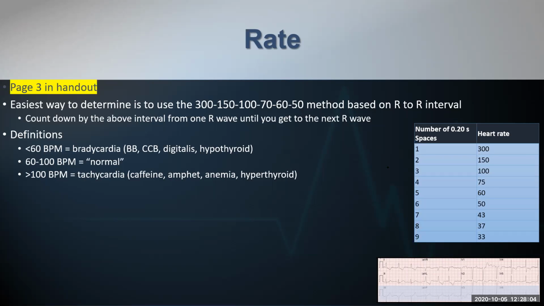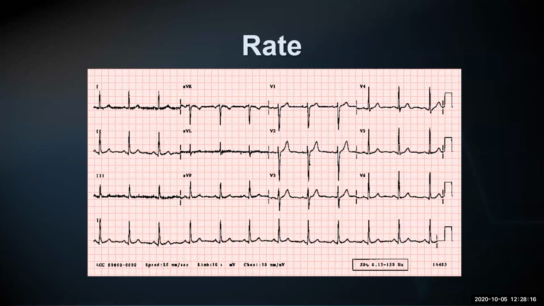It's the easiest way to determine the 300, 150, 100 method, which is honestly the one that I use. And we know that 60 to 100 is normal. Tachy is greater than 100, and less than 60 is going to be bradycardic.